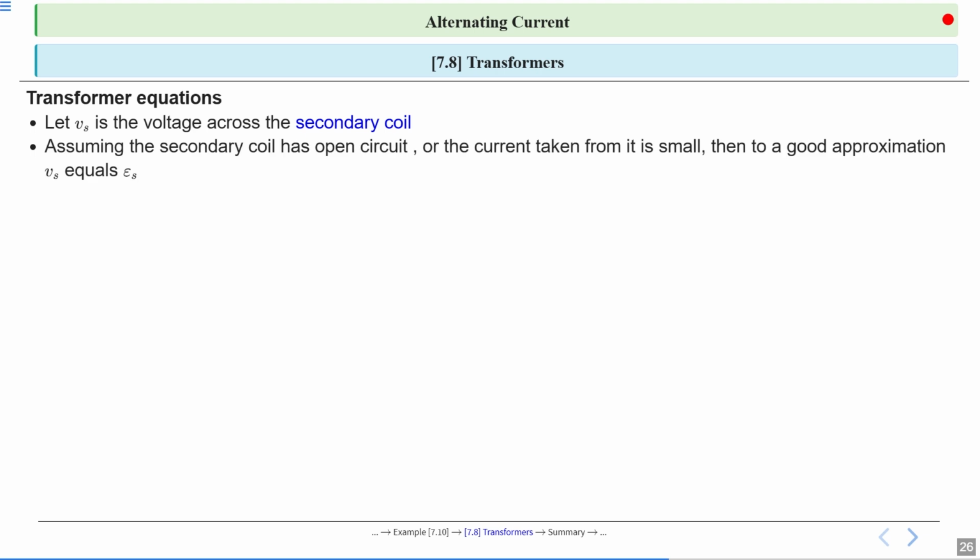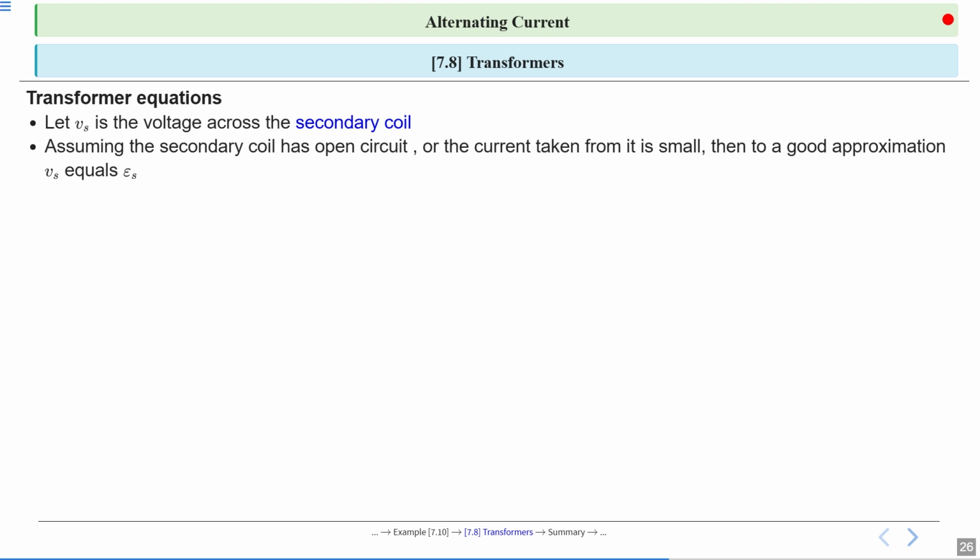So let Vs be the voltage across the secondary coil. Assuming the secondary coil has open circuit, this is an assumption again. We can assume that the secondary coil has open circuit. We are not drawing any current from the secondary coil, due to which potential drop across the secondary coil will be negligible. There is no potential drop, which means the EMF induced will be equal to the voltage across the secondary.